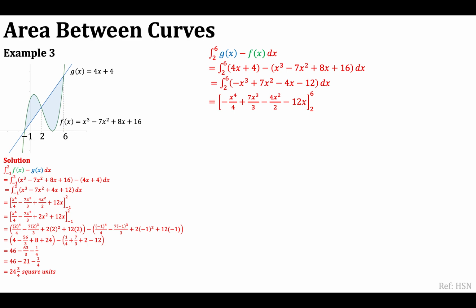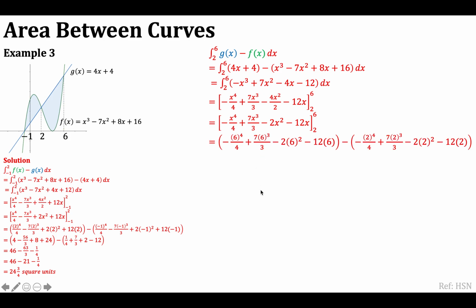Okay, so we can substitute in our 6 and our 2. So we get -6 to the power 4 all over 4, plus 7 times 6 cubed all over 3, minus 2 times 6 squared, minus 12 times 6. We're then subtracting the negative of 2 to the power 4 all over 4, plus 7 times 2 cubed all over 3, minus 2 times 2 squared, minus 12 times 2.